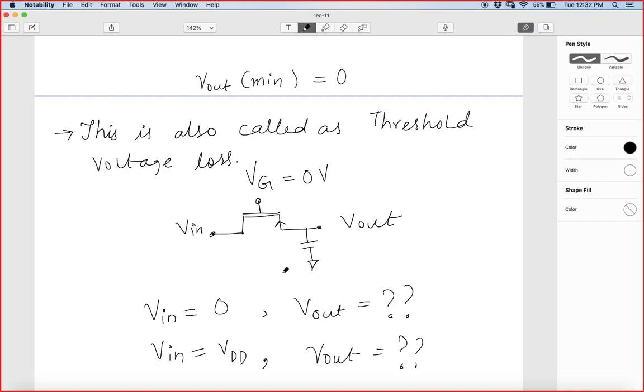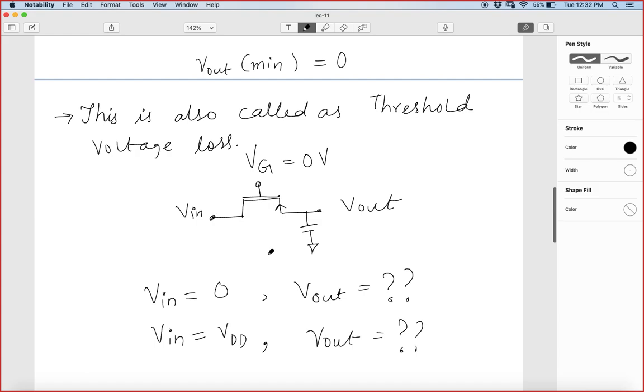Can someone tell me? You can tell your name and you can tell me the voltage. What will be V out in case of PMOS when the input is 0?